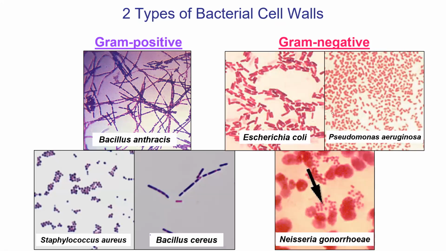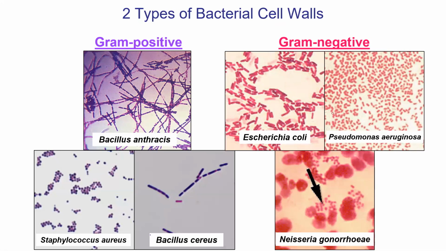If you take a look on the left there, you can see three different types, and they look very different under a microscope. Staphylococcus, we've talked about a little bit. Bacillus cereus, we're going to be staining that one in the lab on Thursday. We're not going to be staining anthrax, so no pathogens in our lab.